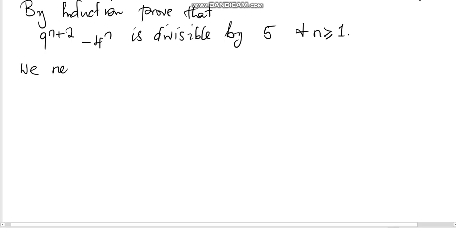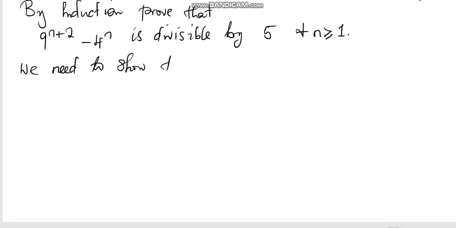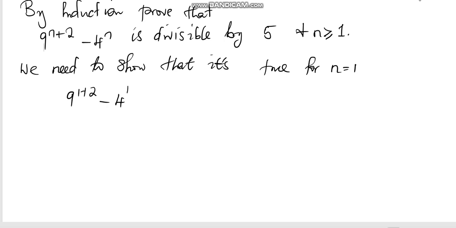So we're going to put a statement here. We need to show that it's true for n equal to 1. We have this statement here: 9 to the power n plus 2 minus 4 to the power n. We substitute 1 where there's n, so we have 9 to the power 1 plus 2 minus 4 to the power 1. So this will just be equal to 9 to the power 3 minus 4 to the power 1.